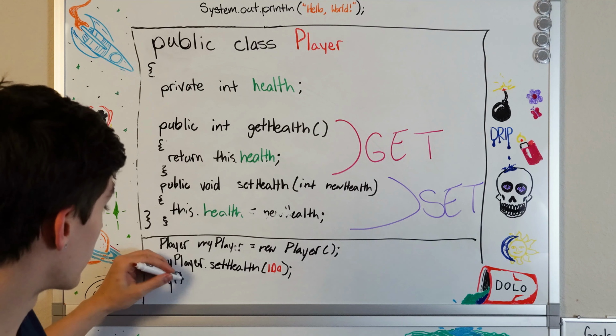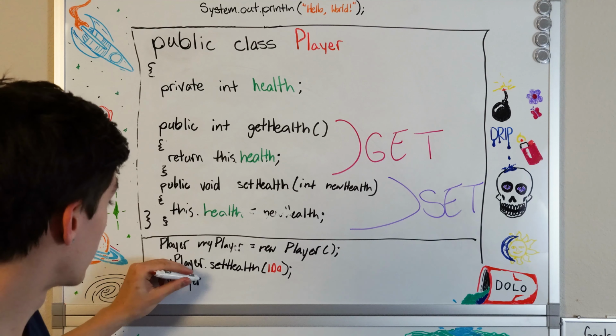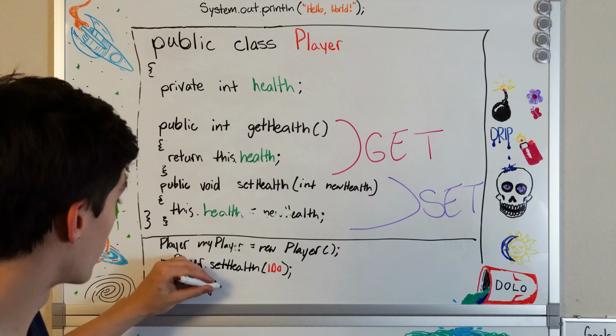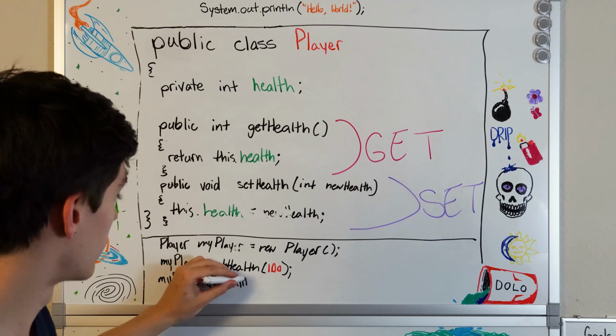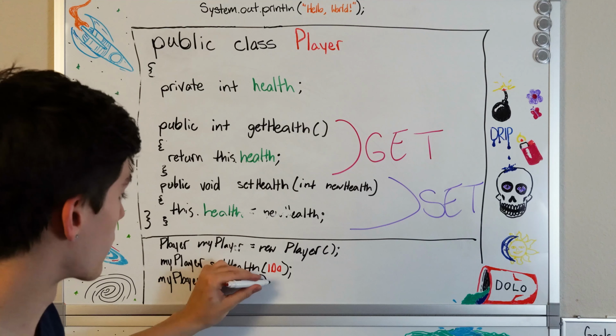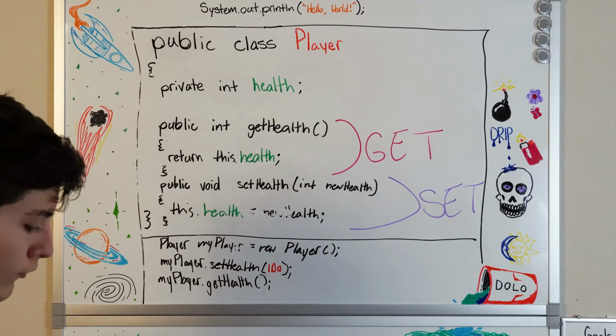And then for the getter, I bet you can't guess what it's going to look like. Dot get health. Nothing in the parentheses, just call it. And that is how you call the methods you just wrote.